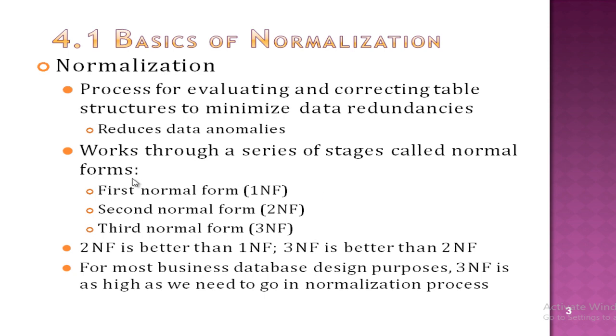Suppose they ask you to list the different normal forms. You have to write down first normal form, second normal form, third normal form. There may also be the fourth normal form, fifth normal form, and BCNF, Boyce-Codd normal form. These are the normal forms, but in your syllabus, we have to consider only the first, second, and third.